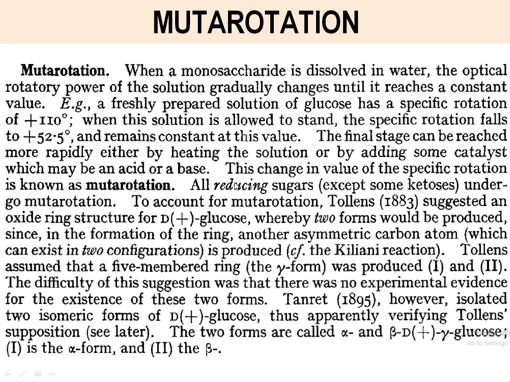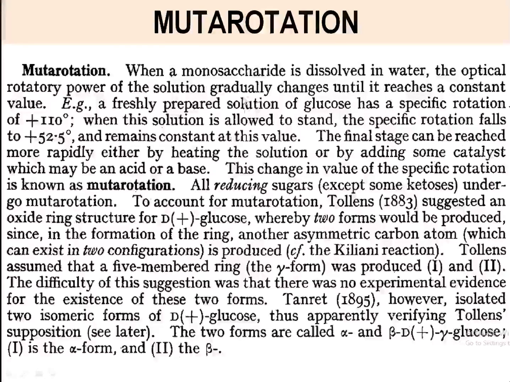The third and last portion of our lecture is mutarotation. You must have heard about this. We will be going into big detail on mutarotation. We have gone through the monosaccharides. The monosaccharides are the compounds which have one sugar molecule in them. When a monosaccharide is dissolved in water, then the optical rotatory power gradually changes. Why does it happen? This change in specific rotation is known as mutarotation.